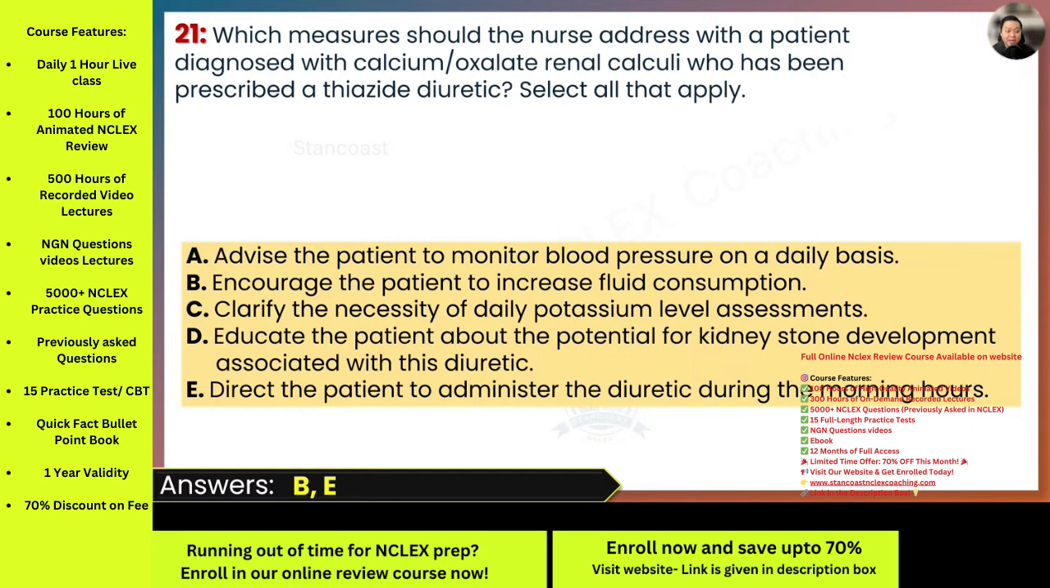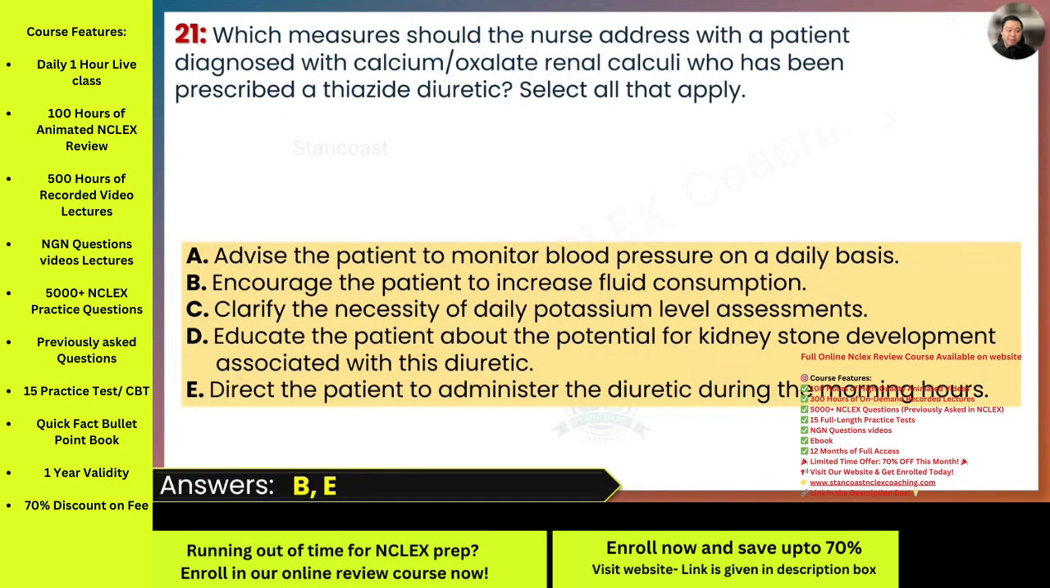Now, why is letter A incorrect? Advise the patient to monitor blood pressure on a daily basis. We know that thiazides can help manage hypertension, right? But daily blood pressure monitoring is usually unnecessary unless a specific issue requires it, okay? And so most patients taking these medications do not need to check their blood pressure daily, all right?